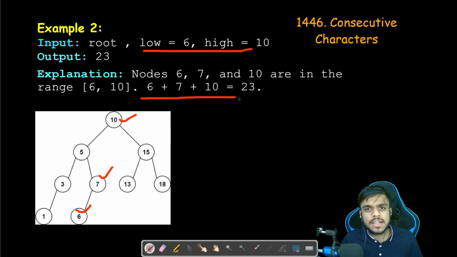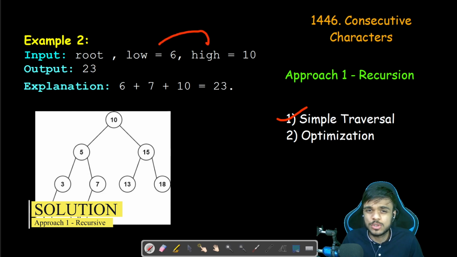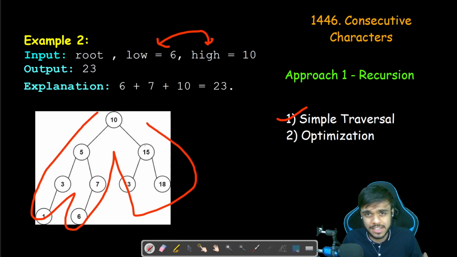Now let us try to understand how we can approach the solution of the problem. We can solve this problem very easily with the help of a simple traversal. What we want to achieve is to find all the nodes having values between 6 and 10, including them. So we could just traverse all the nodes of the tree in any order, pre-order, post-order, or in-order traversal, check for every node if it lies between them, and then add it to our sum variable.